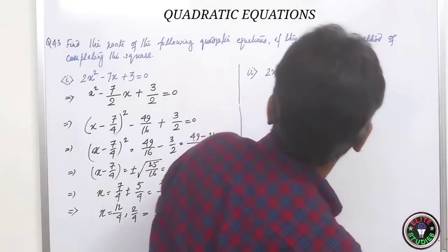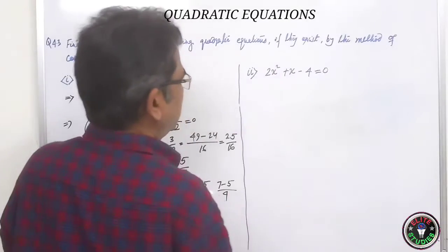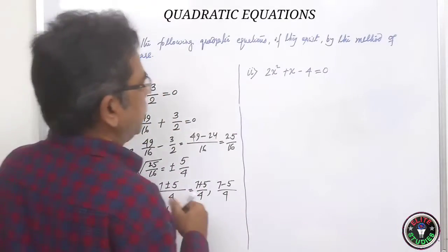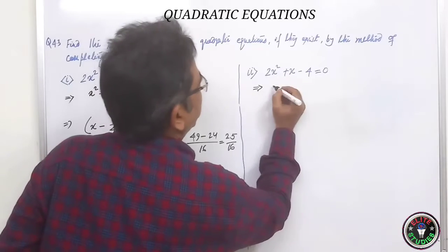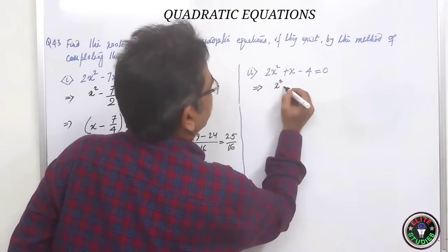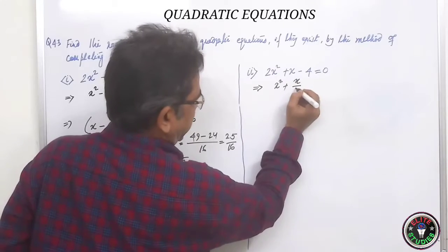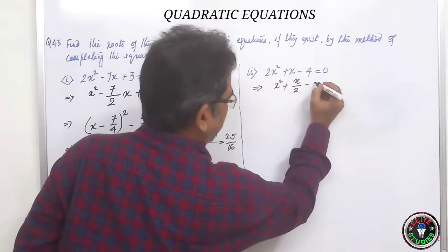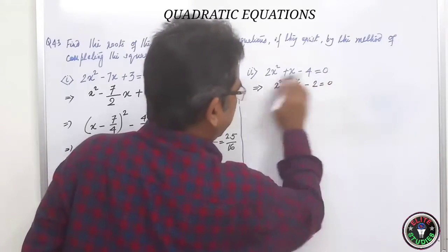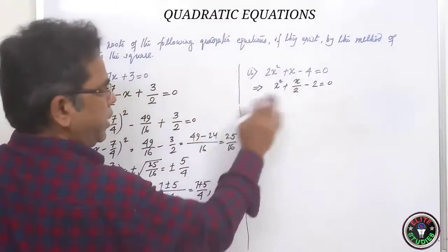Means root exists. So now let us solve it. Again the same way, what we have to do? We have to make the coefficient of x square as 1. So divided by 2, it will be x square plus x by 2 minus 2 divided by 2, it will be 2, is equal to 0. But dividing the whole equation by 2.